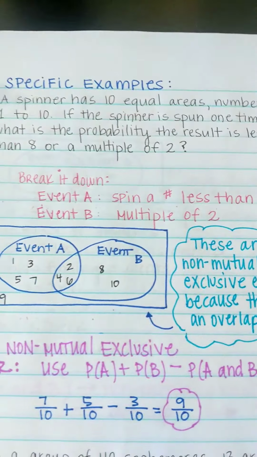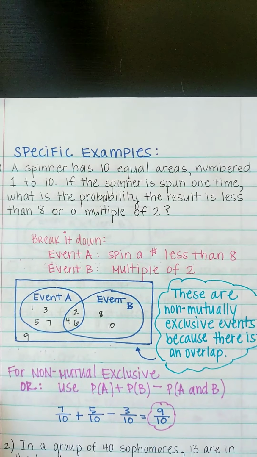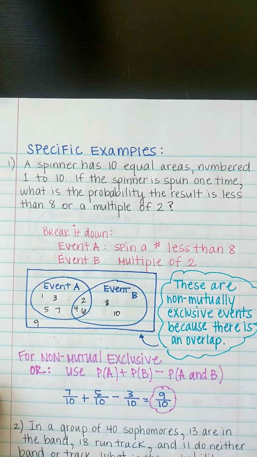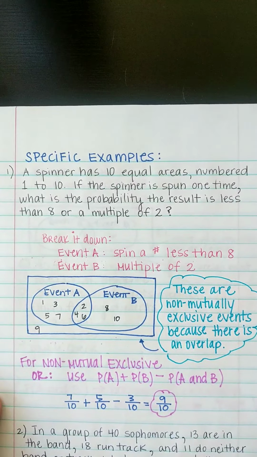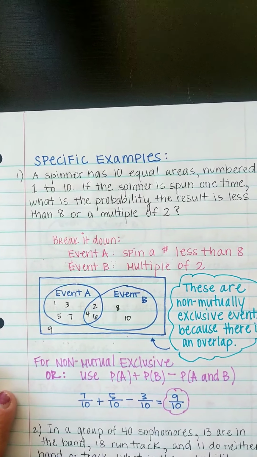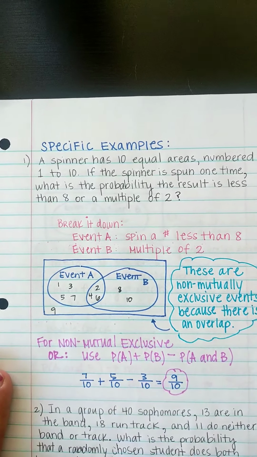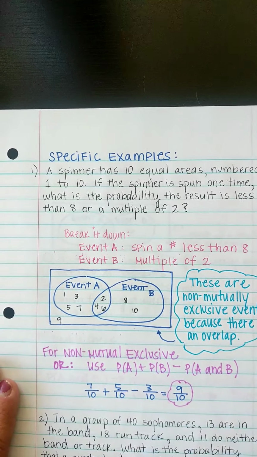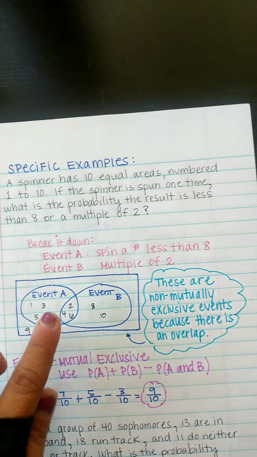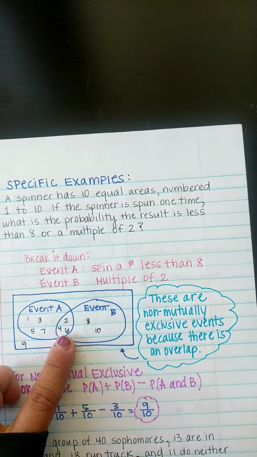Let's look at a few specific examples. Okay, a spinner has 10 equal areas numbered 1 to 10. If the spinner is spun one time, again, just a single event today, what's the probability the result is less than 8 or a multiple of 2? So the first thing I do is I break it down. I say, okay, the first thing it said was a result less than 8. So here's my event A. 1, 2, 3, 4, 5, 6, 7, all less than 8.